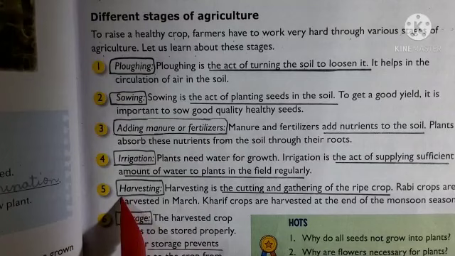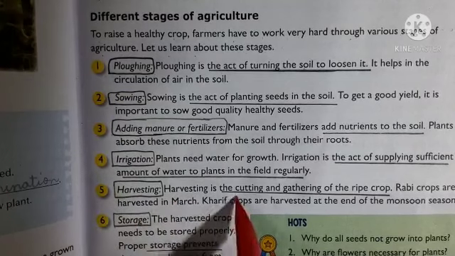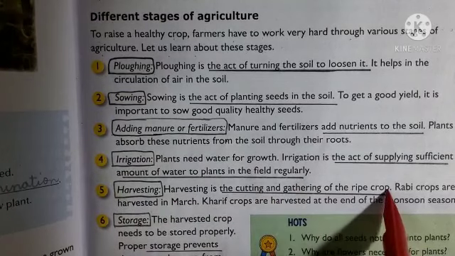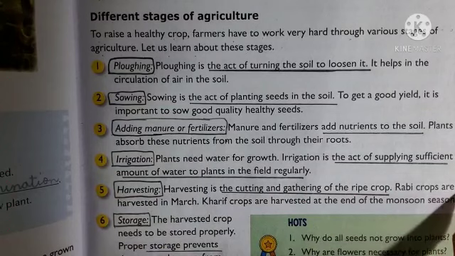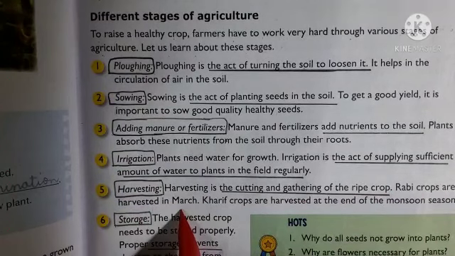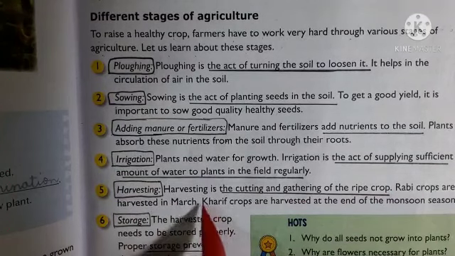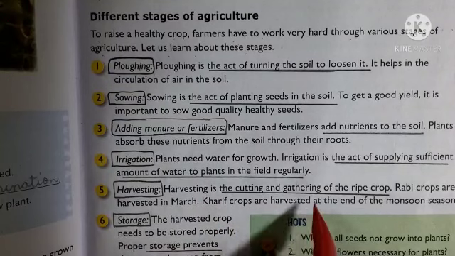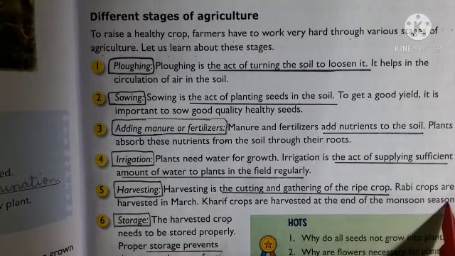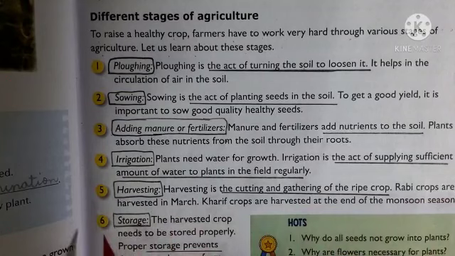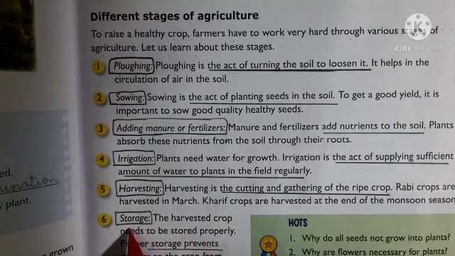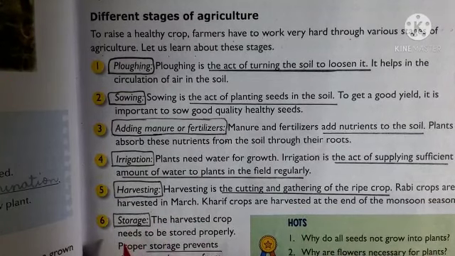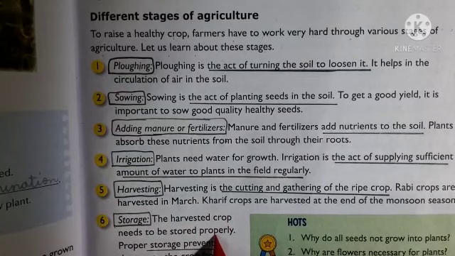Now harvesting, cutting of crops. Harvesting is the cutting and gathering of the ripe crop. Rabi crops are harvested in the month of March, whereas Kharif crops are harvested at the end of the monsoon season. Number 6. Storage. The harvested crop needs to be stored properly.